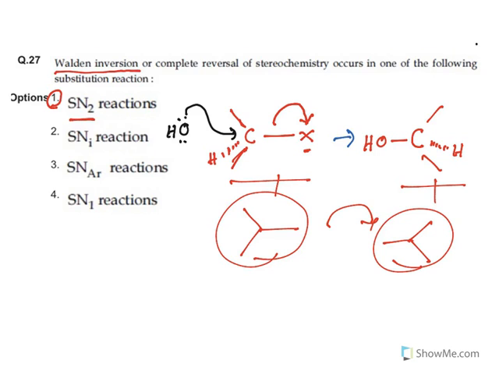Now why is it called substitution nucleophilic? 2 means bimolecular. See, 2 molecules are involved in the rate of reaction. Rate of reaction means the rate determining step.